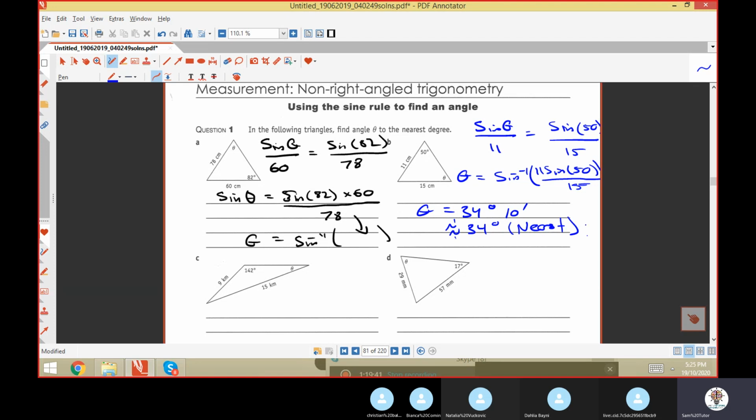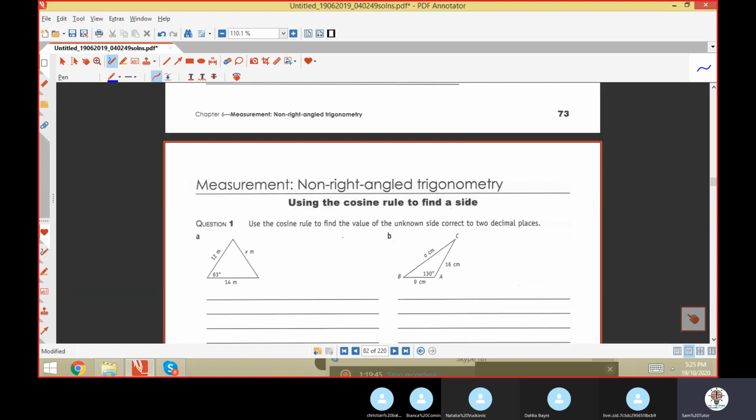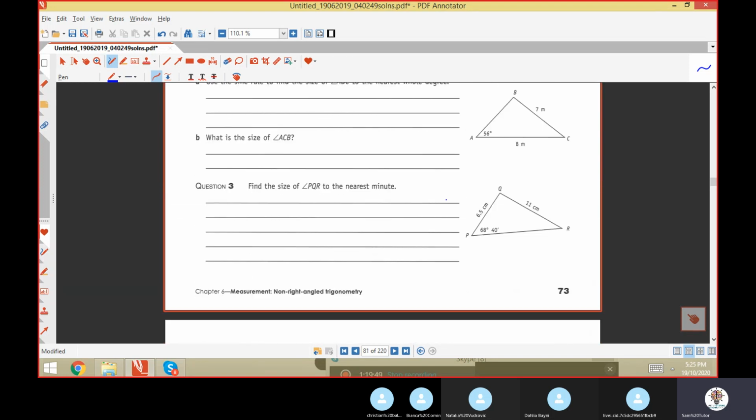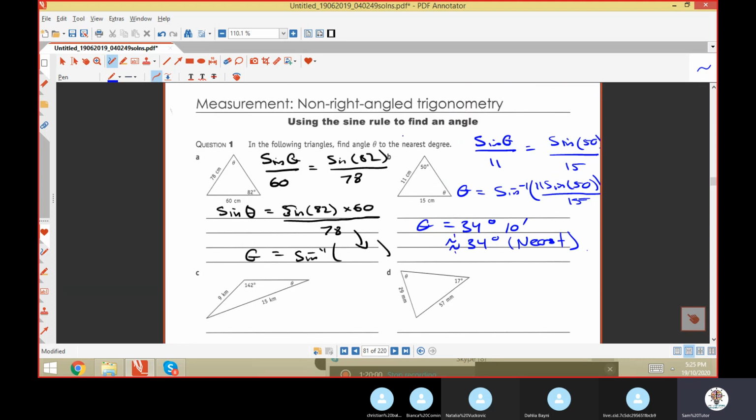Let me just quickly browse through here. I think it's just sine rule. Oh yeah, the next page will be cosine rule. So the next page will be this one right here. Is there no tan rule? No, it's just sine and cosine rule. There's no tan rule. No, there is one more formula I left out. It's area of a non-right-angled triangle. I forgot that.